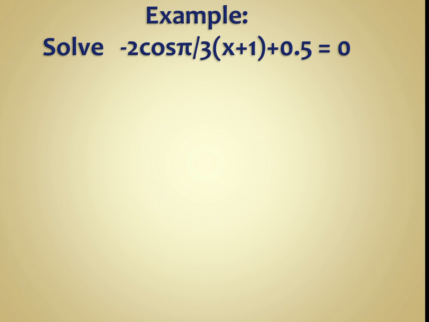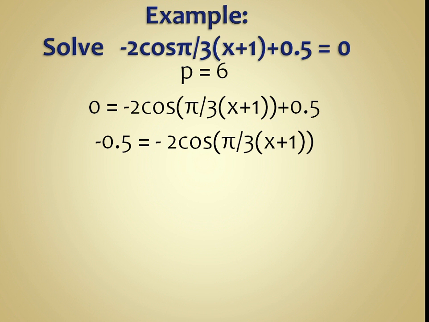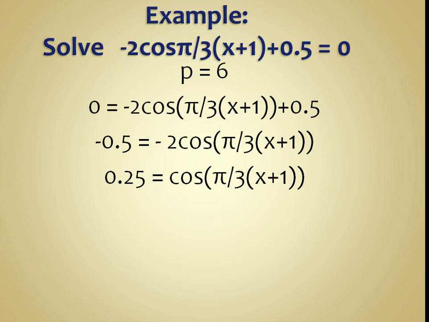Negative 2 cos pi over 3, x plus 1 plus 0.5 is equal to 0. So the first step is always finding that period. So in this case, I know that I'm solving for the 0, so I'm going to do 2 pi divided by the b value, which is pi over 3, which gives me a period of 6. I then make everything equal to 0, which I already had. I bring over that 0.5. Becomes negative. I can now divide by negative 2, and I get 0.25.